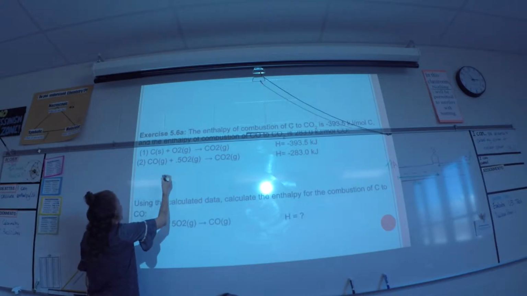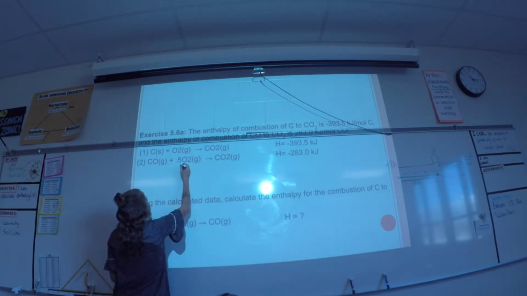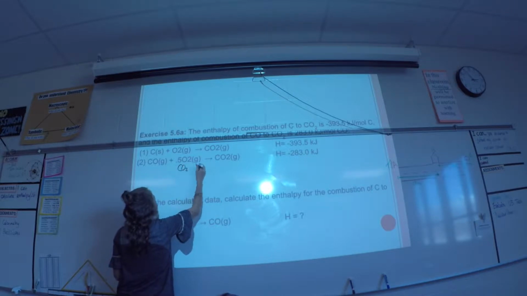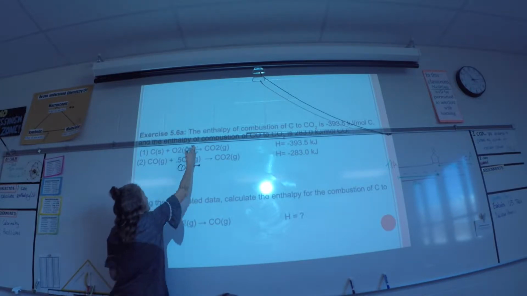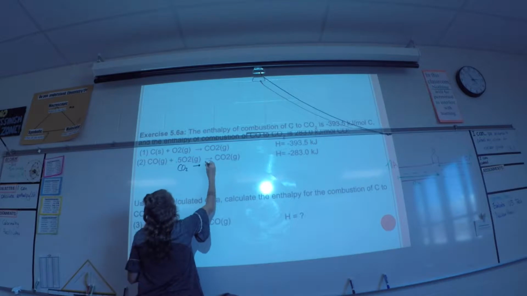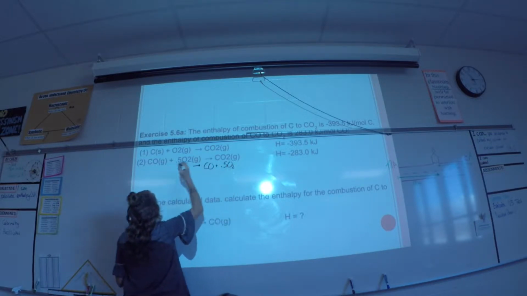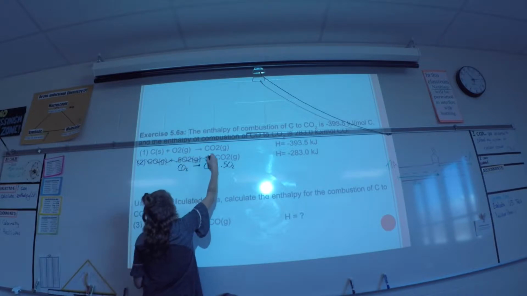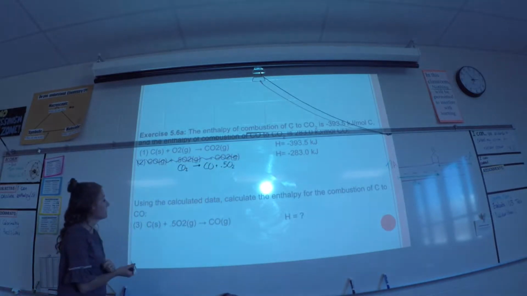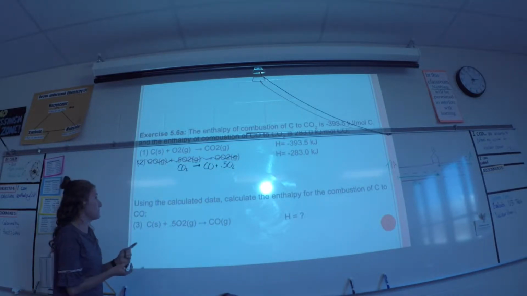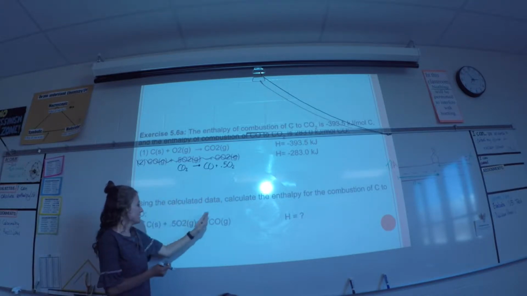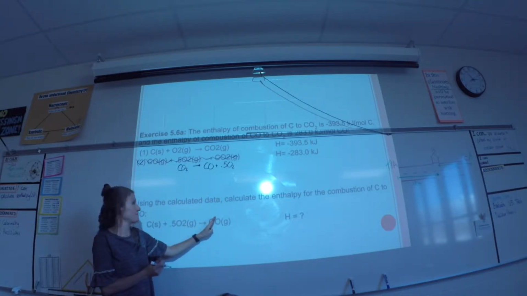So let's take that second step and rewrite it. We're going to have CO2, and I'm going to try to keep my arrows lined up with each other. And then we have CO plus 0.5 O2. And I'm going to scribble this out because I rewrote it. Okay, that puts my CO on the right side of the arrow where it needs to be.